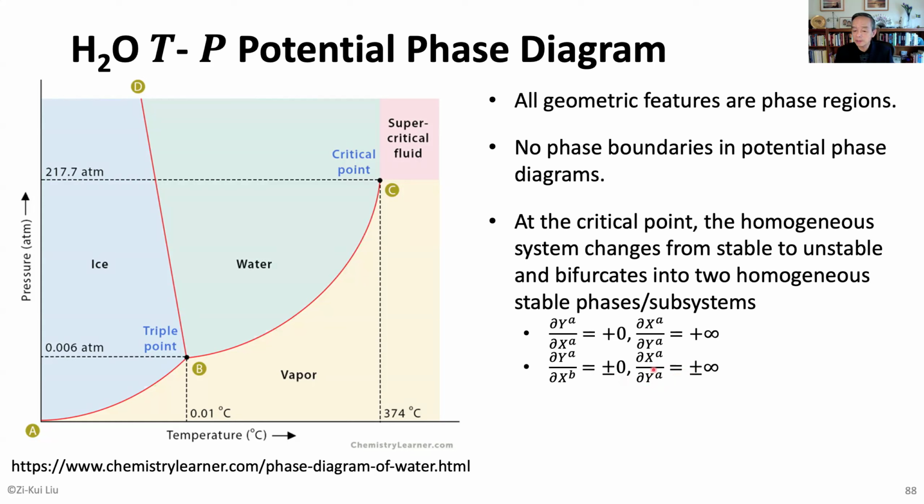For example, volume to temperature, the volume thermal expansion. That means that thermal expansion could be either positive or negative. That's the critical point.